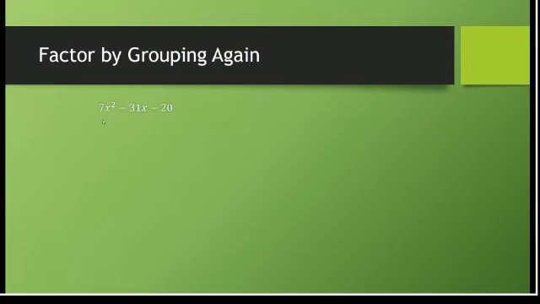So with new numbers, 7x squared minus 31x minus 20. I'm looking for 2 numbers that multiply to negative 140. That's 7 times negative 20. And they have to add to negative 31. So the factors of negative 140 are 1 and negative 140, 2 and negative 70. Notice those are going to add to negative 68. 4 times negative 35, add to negative 31.